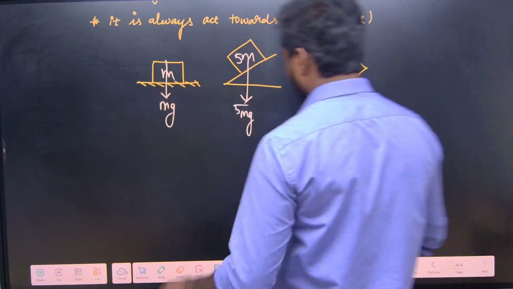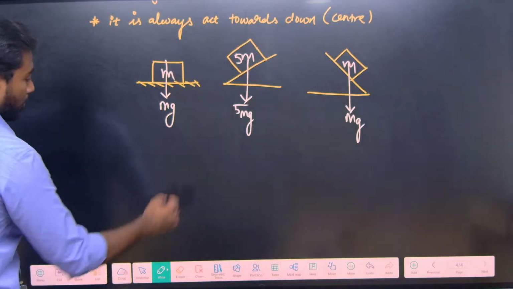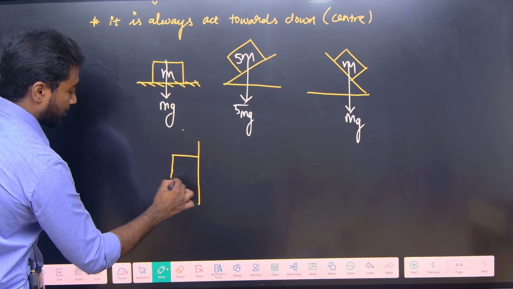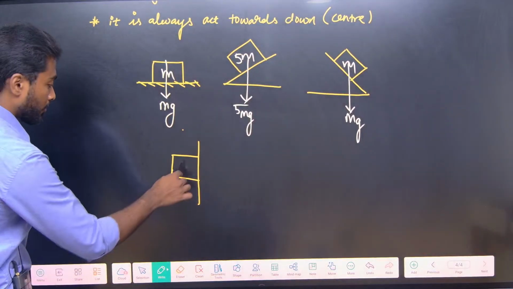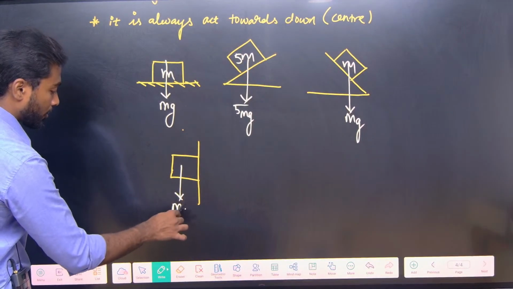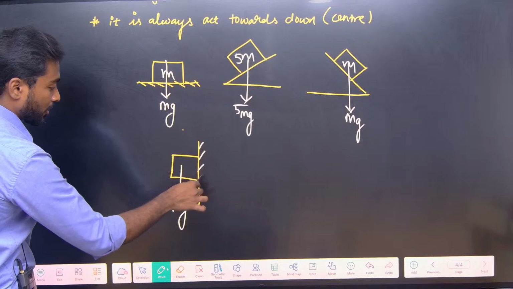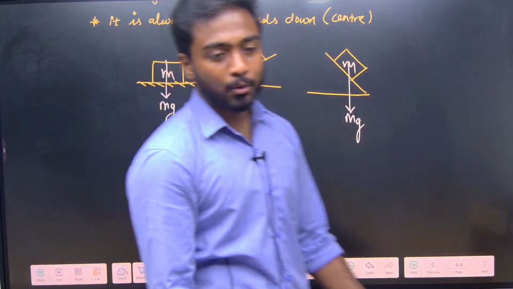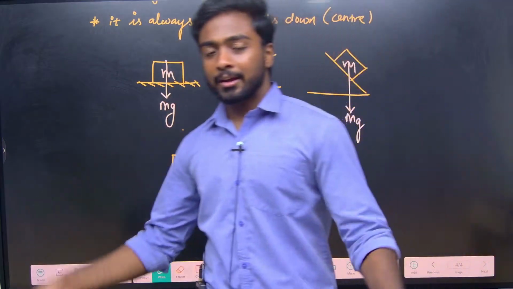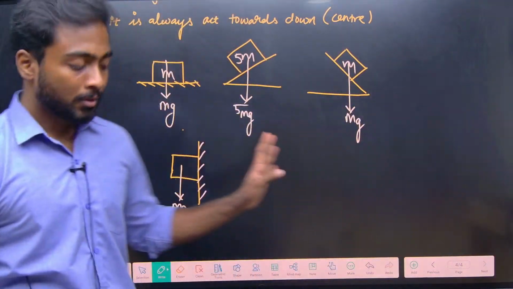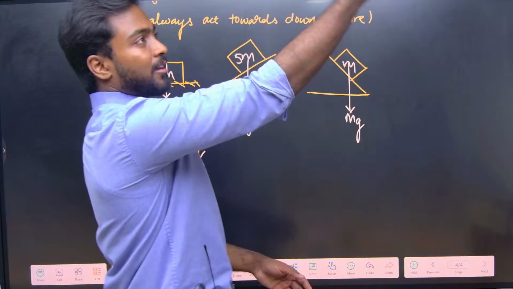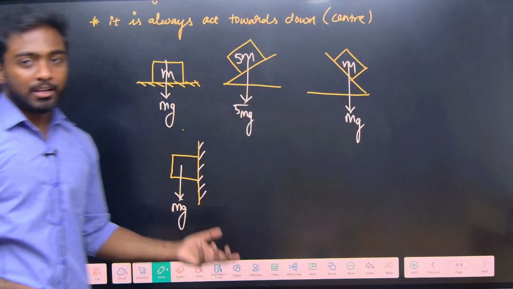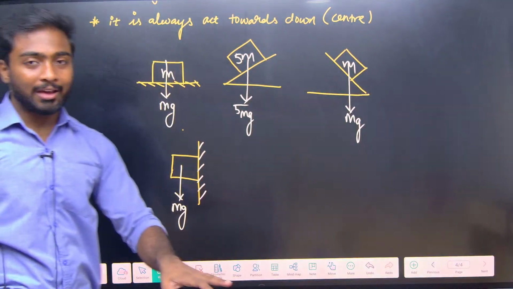Sir, okay. Now the wall is there like this and the object is kept like this. What is the weight? Acting towards down, I have told. There is no change for the weight. Always act towards down, whether it is any kind of surface, always towards down. An object thrown like this also comes down, due to gravity. I am talking about weight with respect to gravity, okay.